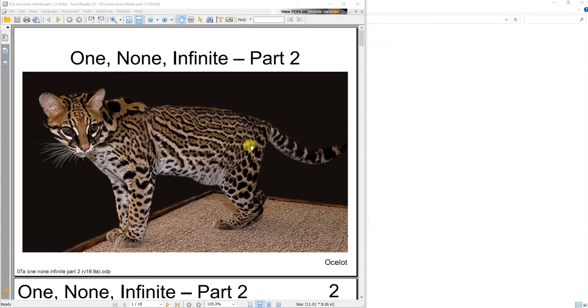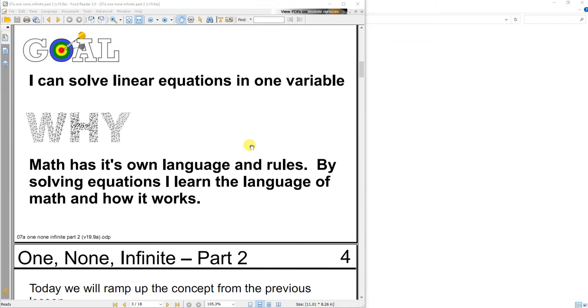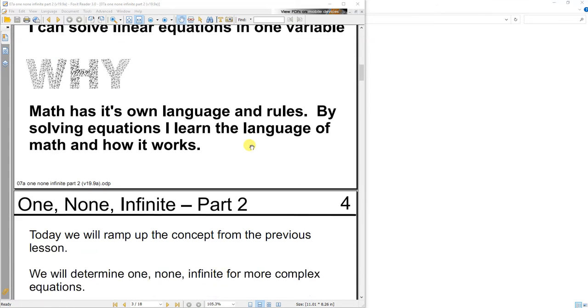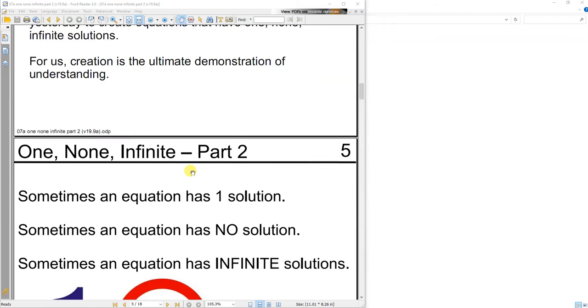All right, so One None Infinite Part 2. I can solve linear equations in one variable. Math has its own language and rules. By solving equations, I learn the language of math and how it works. So today we're going to ramp up the concept from the previous lessons. We're going to determine one none infinite for more complex equations. But more importantly, we're going to use our knowledge to actually create equations that have one, none, and infinite solutions.